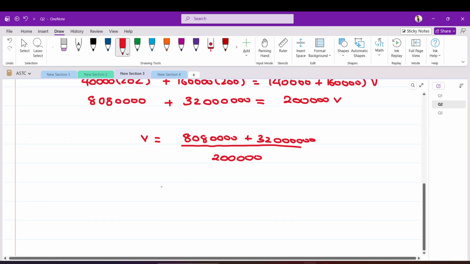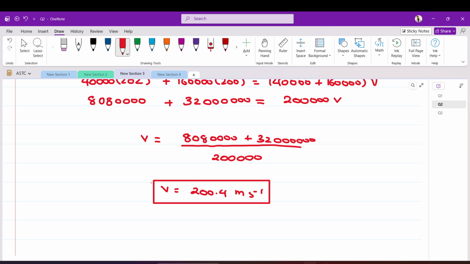I'll end up with v equal to 200.4 meters per second. So this is the combined speed of the space station and the spacecraft. Now this is an exact value, so I don't have to write it down in 3 SF. If the calculator gives you the value in exact form, you have to write it in exact form. You don't have to unnecessarily round this to 3 SF, because it is already an exact answer.